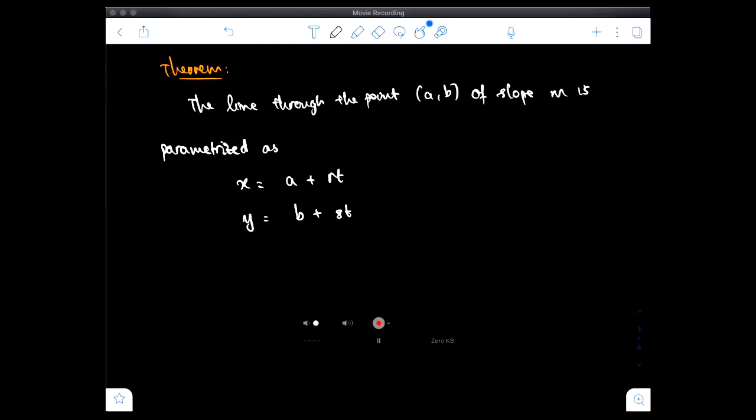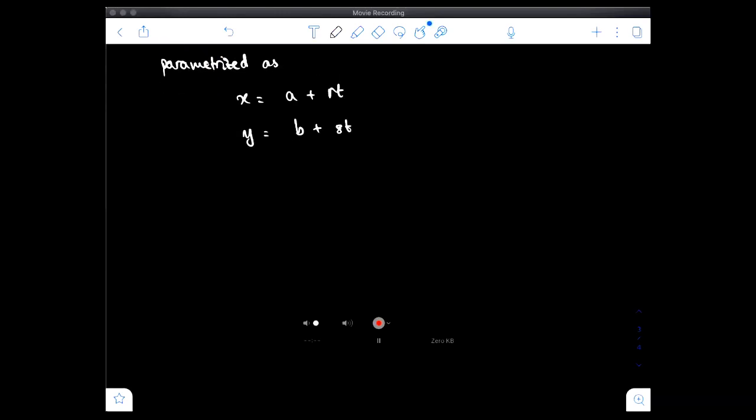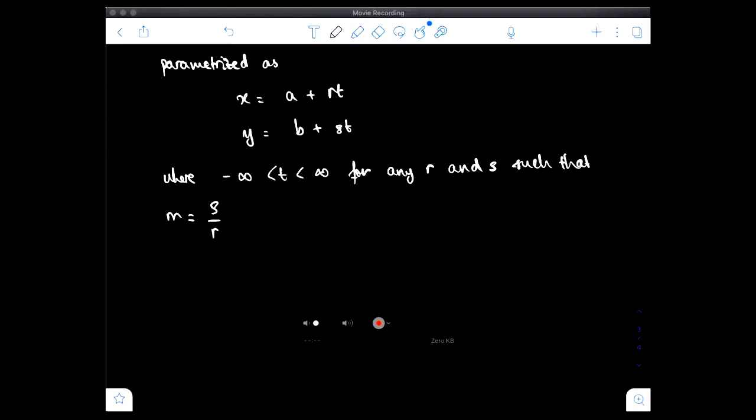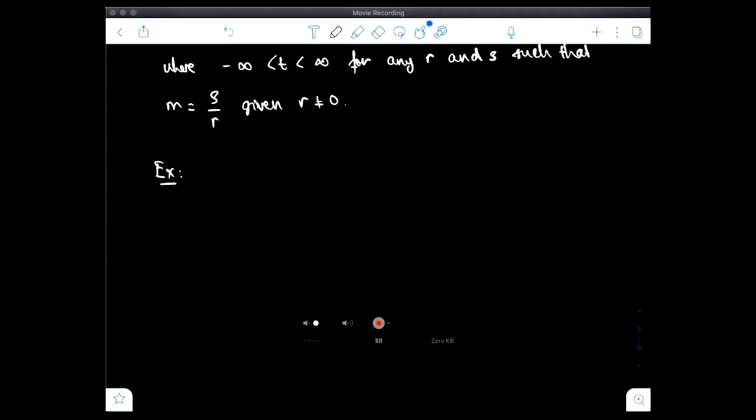The domain of a line usually is just all real numbers, right? Where t is between negative infinity and positive infinity, for any r and s such that the slope is equal to s over r, given that r has to be different from 0. Right. So let's try to parameterize this. Let's do an example here.